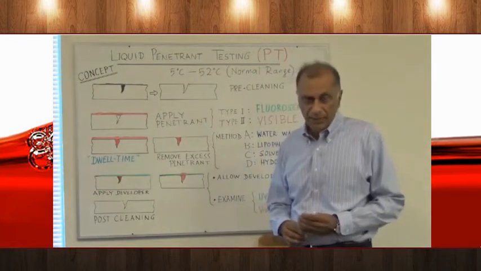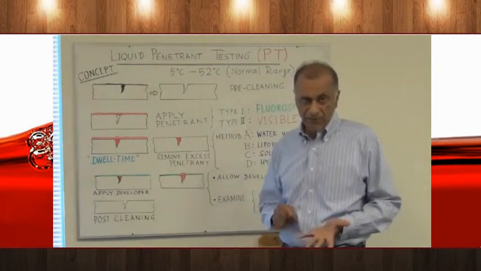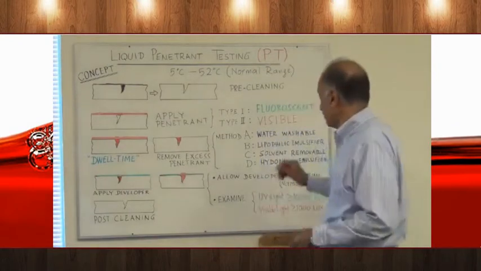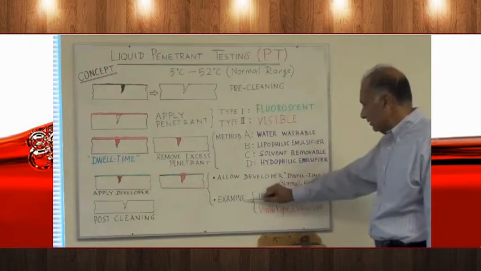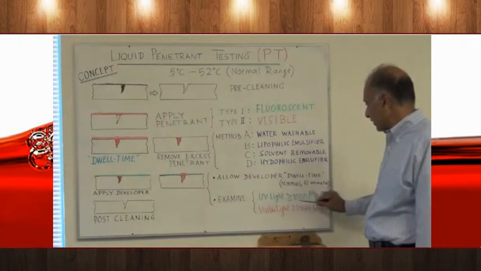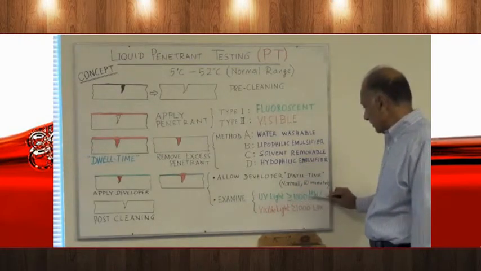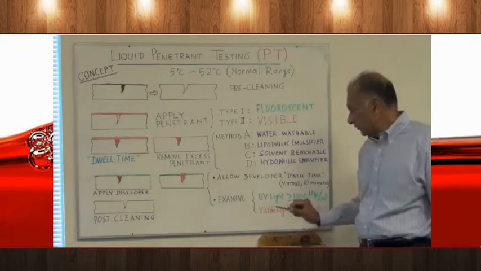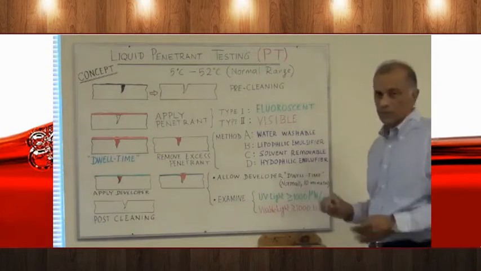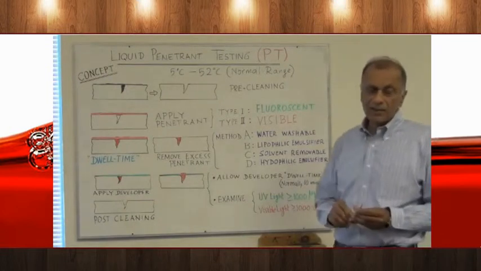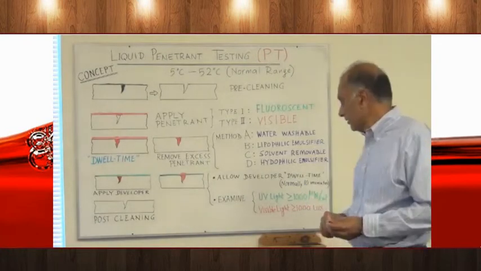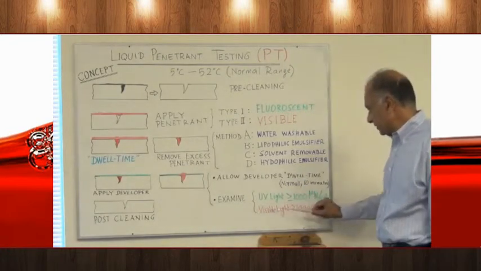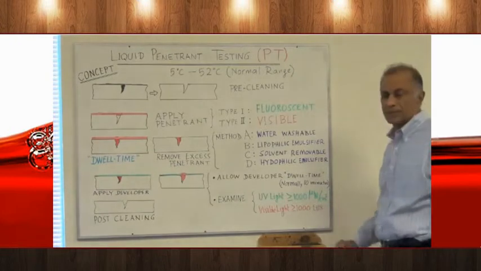The final step is examination of the surface. If we are using a type 1 penetrant, which is fluorescent, then the examination is done underneath a black light with a minimum light intensity of 1000 microwatt per centimeter square. If we are using a type 2, which is a visible penetrant, then we have to examine under visible light with a minimum light intensity of 1000 lux.